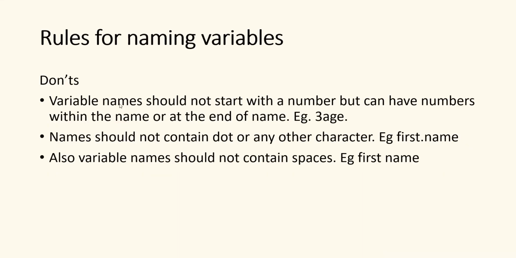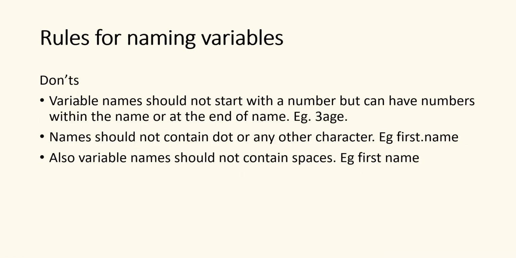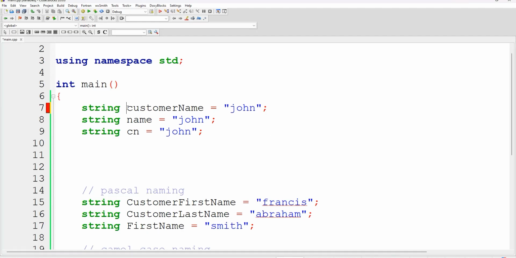Moving from there, we have the don'ts. So these were the do's. Then with the don'ts, it says variable names should not start with a number, but can have numbers within the name or at the end of the name. So if you do something like this, 3age is not accepted. What they are trying to say is, you can choose any name for your variable, but just know that it can't start with a number. So if I say 6customer, you can see the colors even change. And if we try to run the program, we have an error.